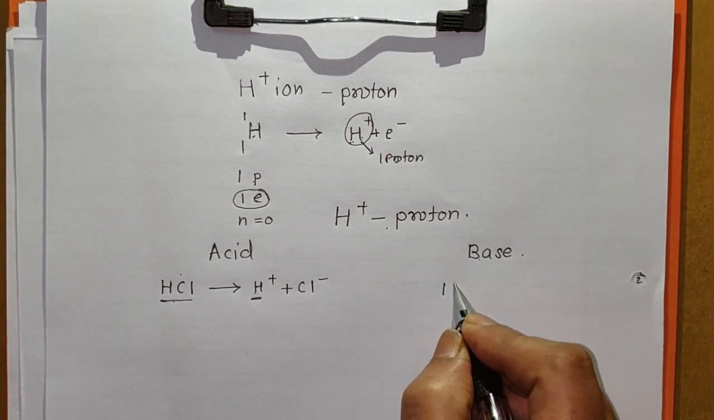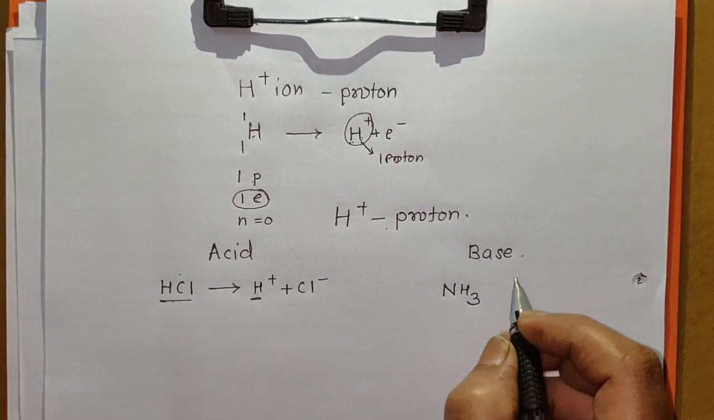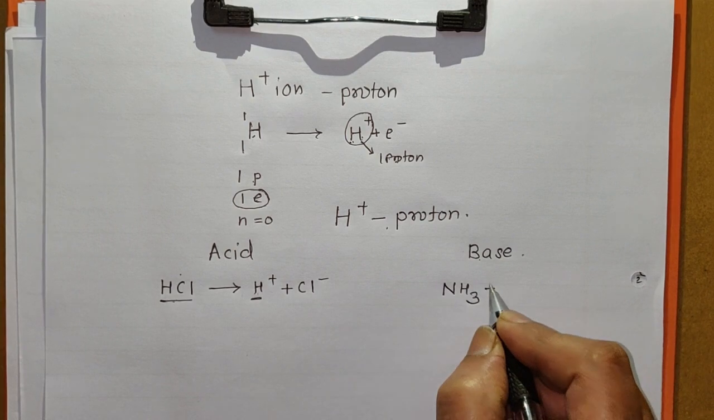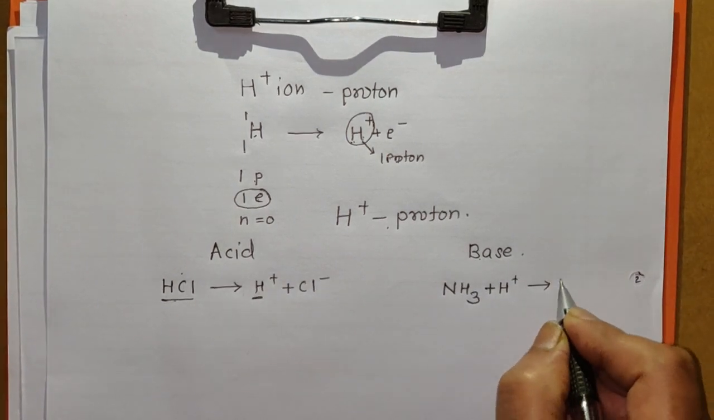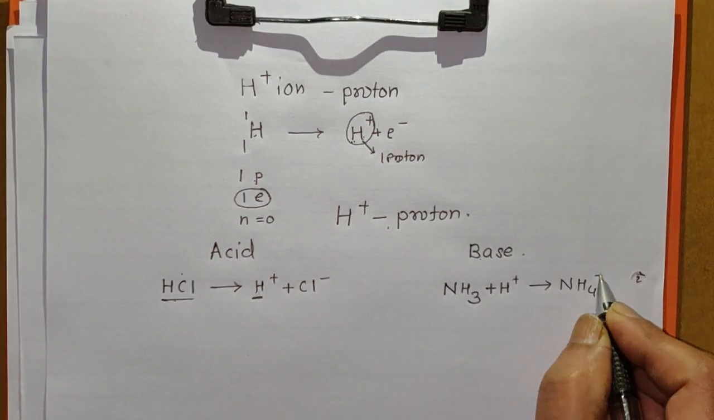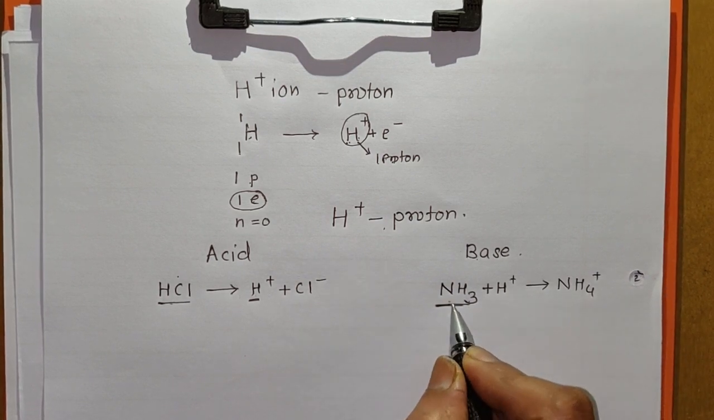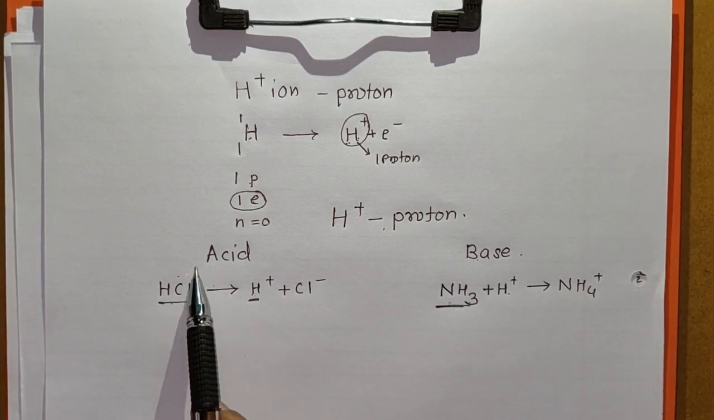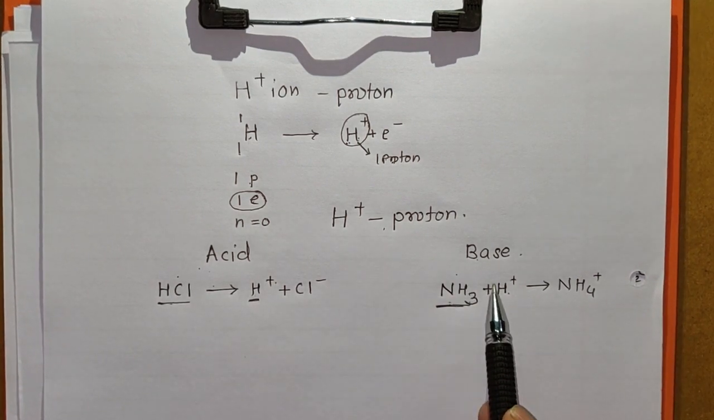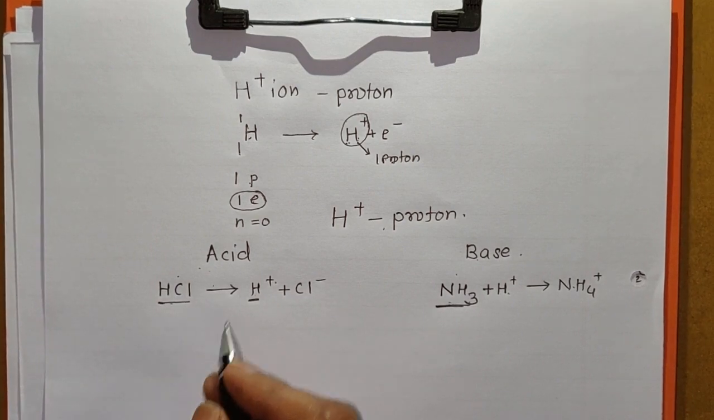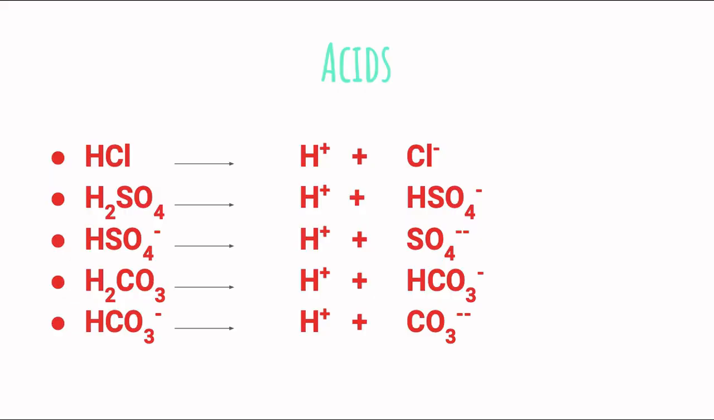For example, according to the Arrhenius theory, we said that ammonia is not a base, but according to this theory, it can accept proton and gets converted into NH4 plus ion, and so NH3 is called a base because it accepts proton. Like this, a proton donor is an acid, a proton acceptor is a base. Now we shall consider some different examples of acids and bases.